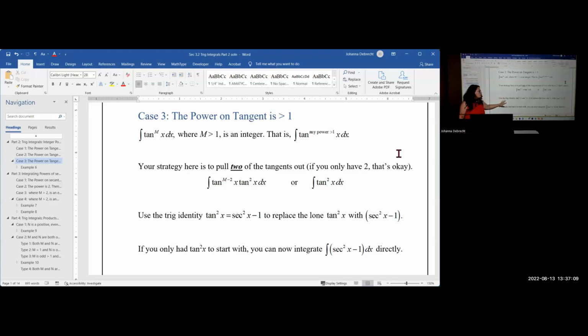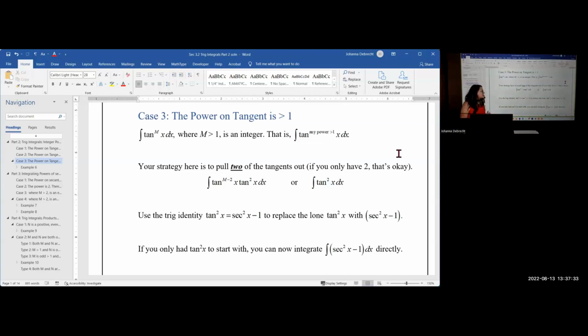Now we're going to use a trig identity, which of course is that second trig identity that we saw in the first video on trig integrals. And that's tangent squared equals secant squared minus 1. Now this is going to replace the two tangents that we pulled off, where we pulled off tangent squared. So we're going to replace that with secant squared minus 1. Now, do you see where this is going?